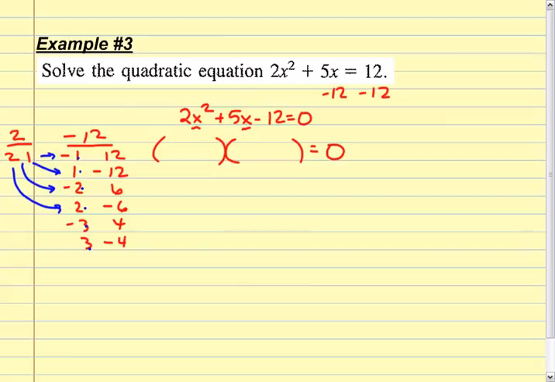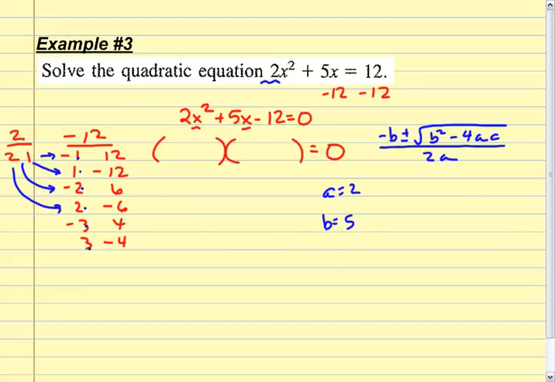Okay, since there's something in front of the x squared, what I would suggest is rather than factoring, because it doesn't work that quick, I would use the quadratic formula. Minus b plus or minus the square root of b squared minus 4ac all over 2a. And remember in this one, a is equal to 2, b is equal to 5, and c is equal to negative 12.